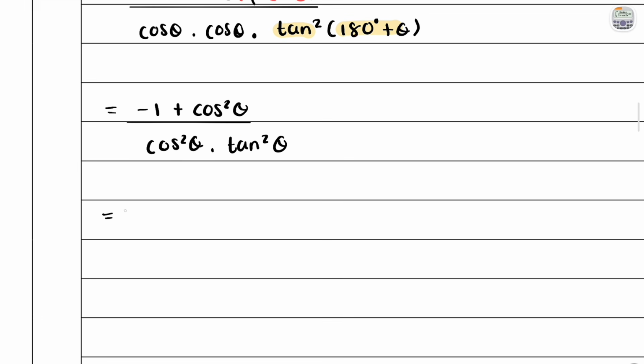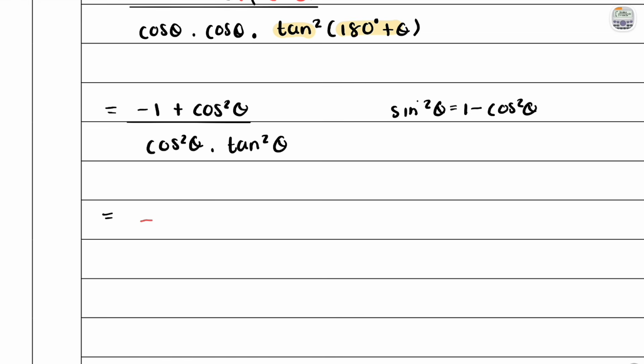Looking at the numerator, that looks a lot like this identity. See how sine squared theta is actually equal to 1 minus cos squared theta? Because we know sine squared theta plus cos squared theta equals 1. So here we're just making sine squared theta the subject. The only difference is this is negative, that is positive. This is positive, that is negative. So that means there's actually a common factor of negative 1 here.